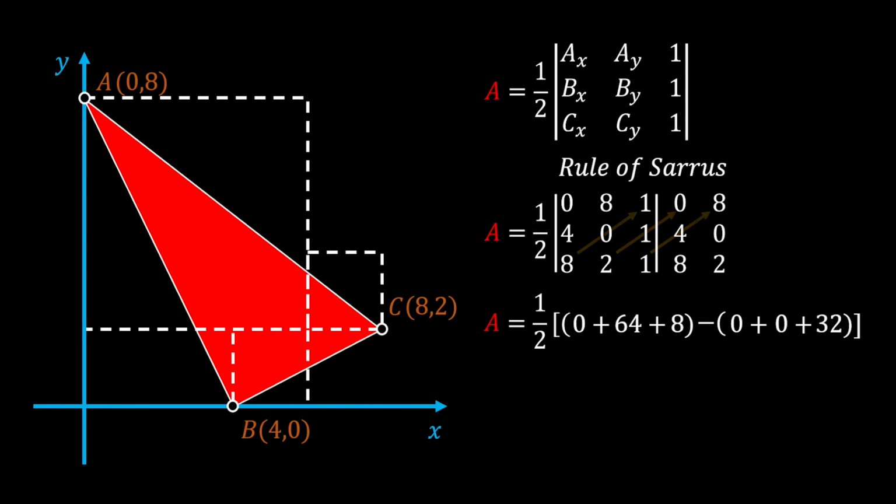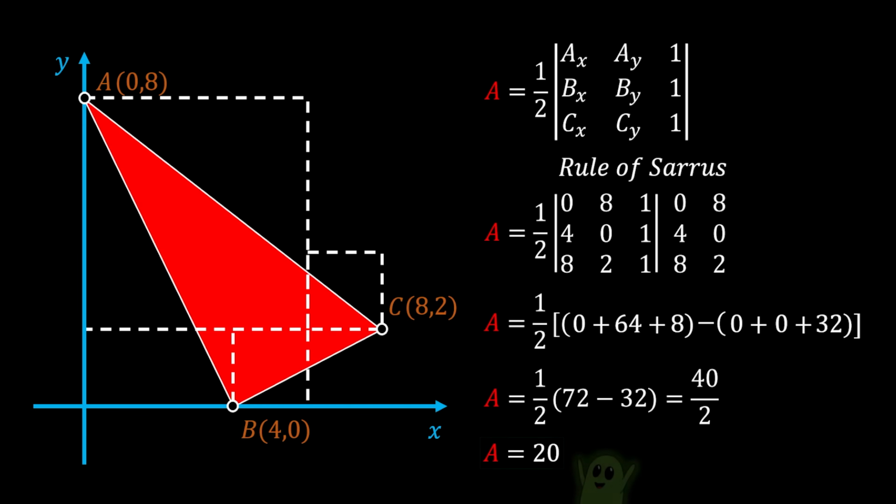Now, of course, we will simplify this to get the following, and that means that the area is equal to 40 over 2, and again we get that the area of our red triangle is equal to 20 squared units, and that is again our solution.